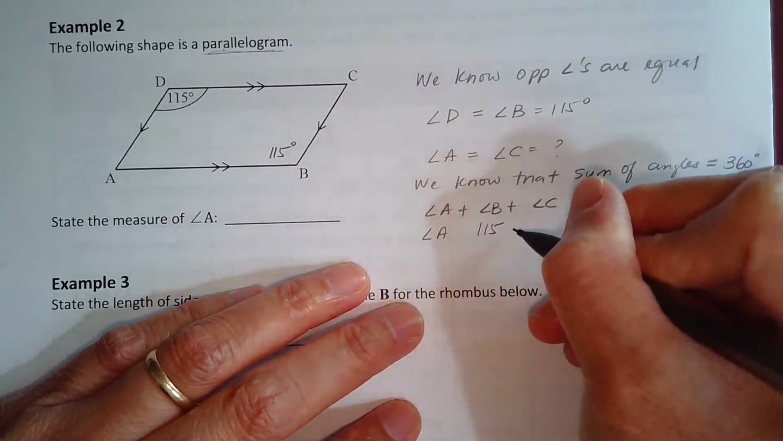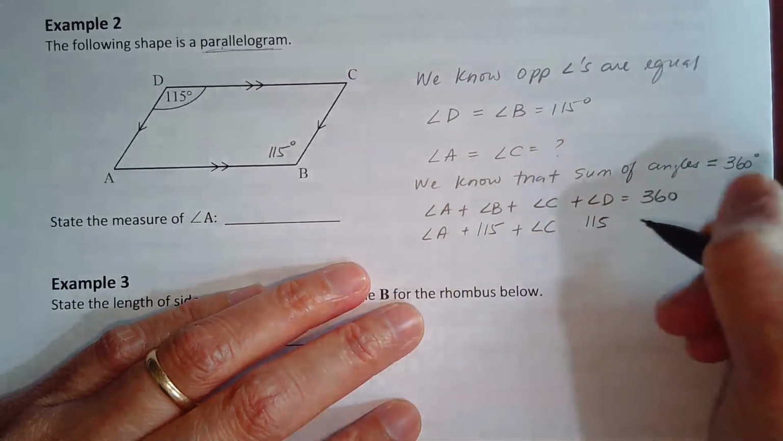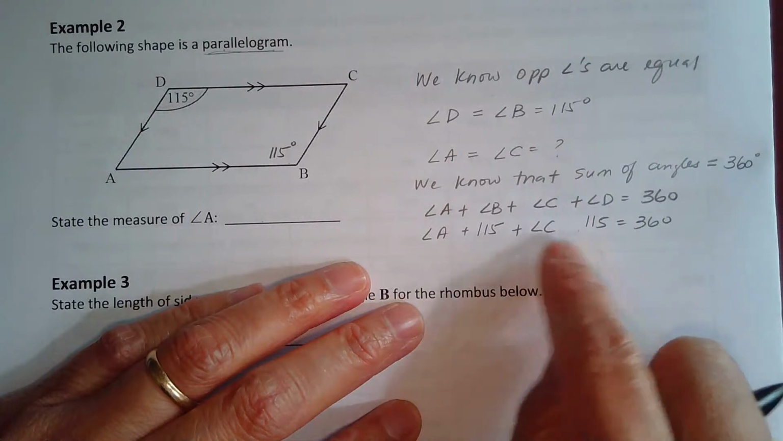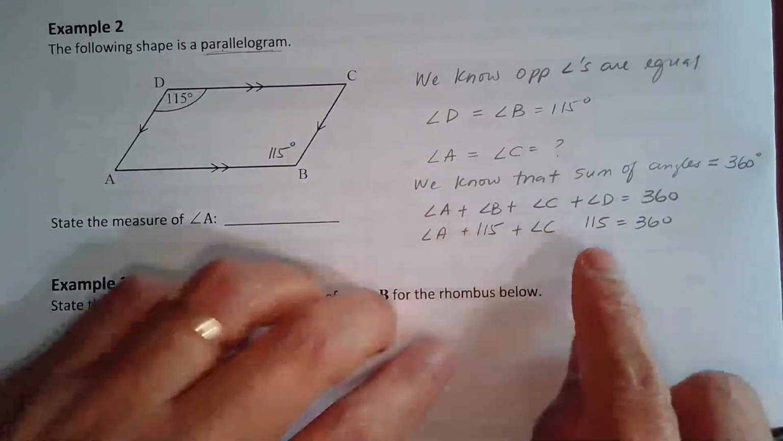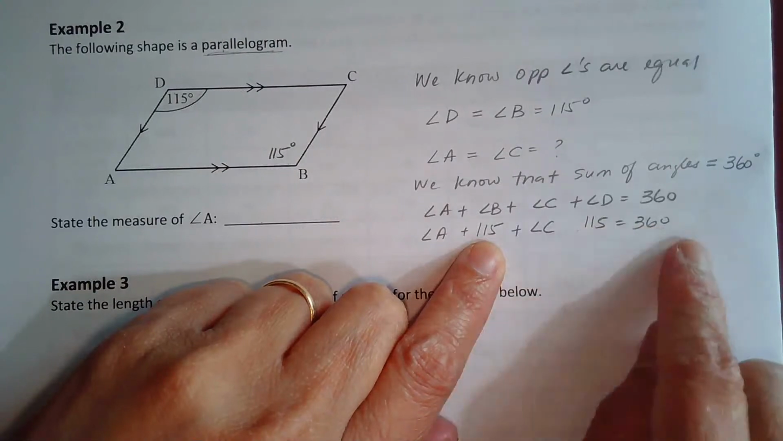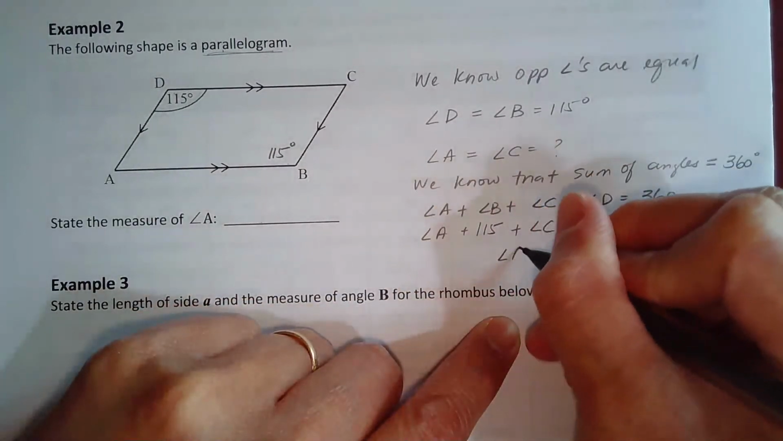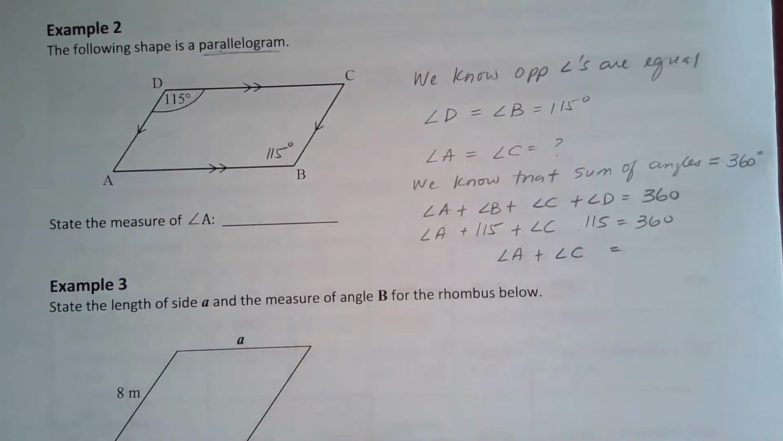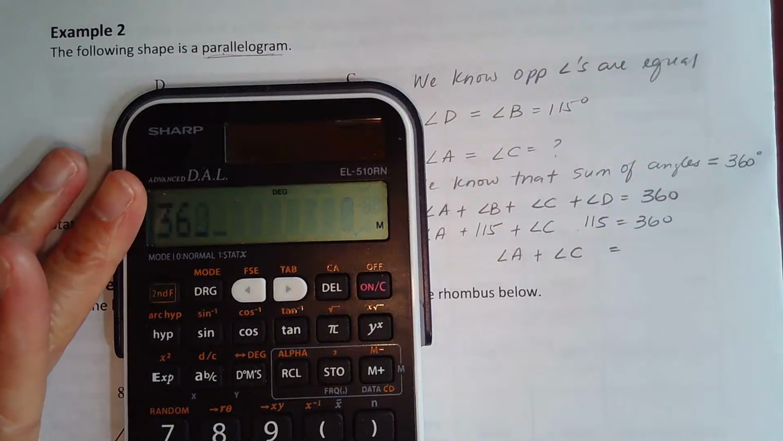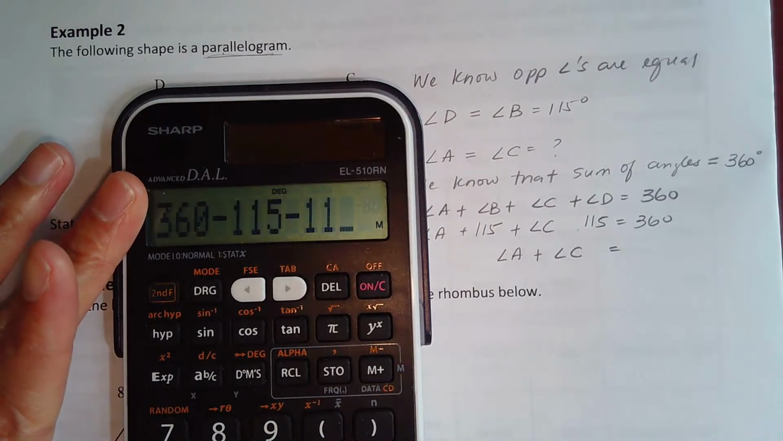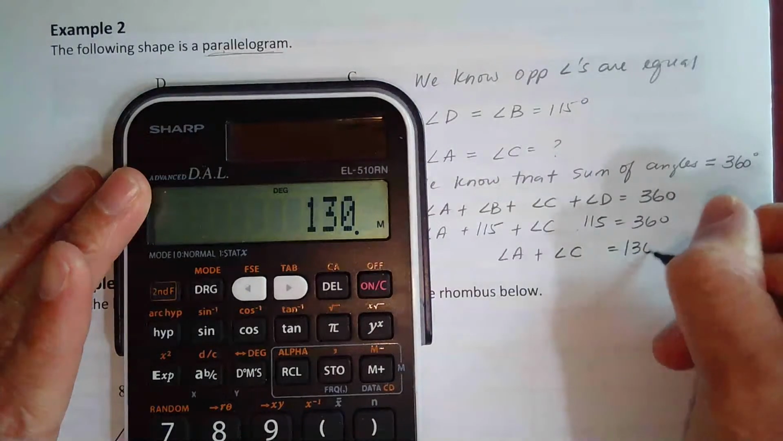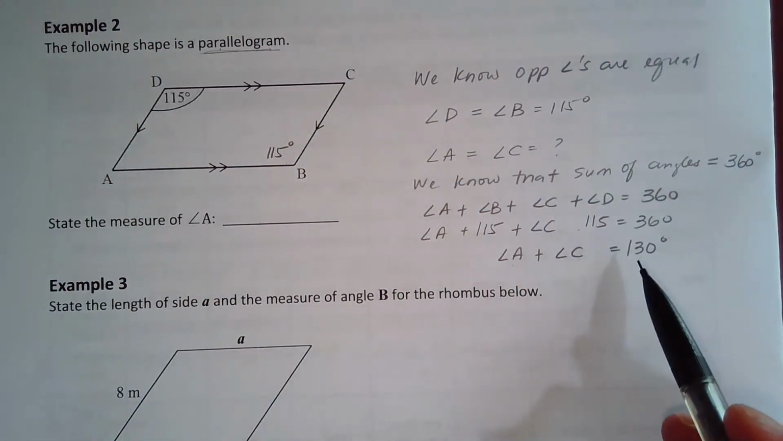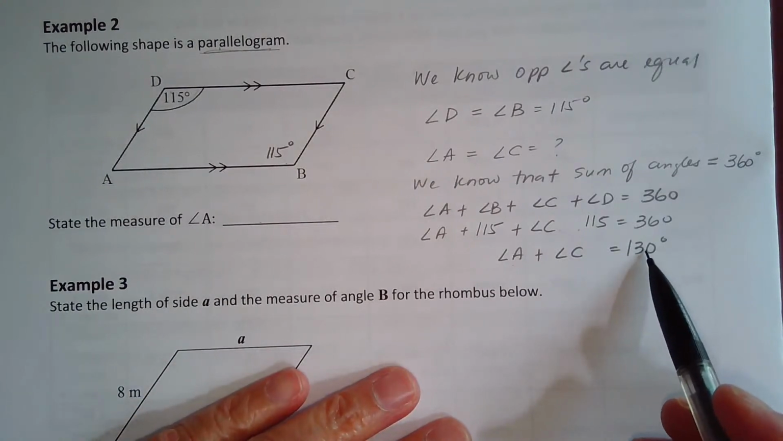Angle A plus angle C is equal to 360 degrees. So what we can do is subtract these two from both sides of the equation. Angle A plus angle C, so subtract that. 360 minus 115 minus 115, now we're left with 130 degrees. So angle A and angle C have to equal 130 degrees.